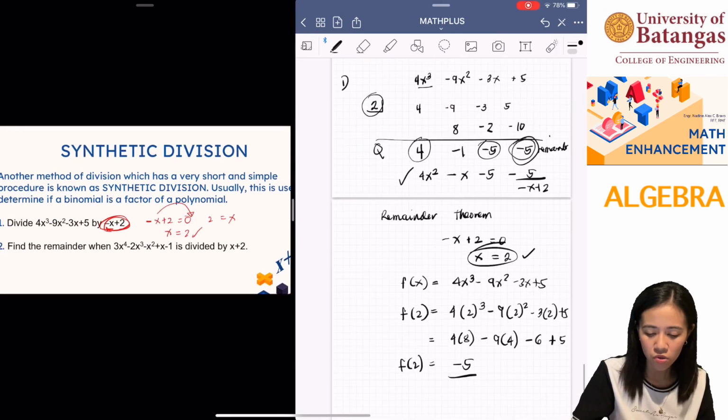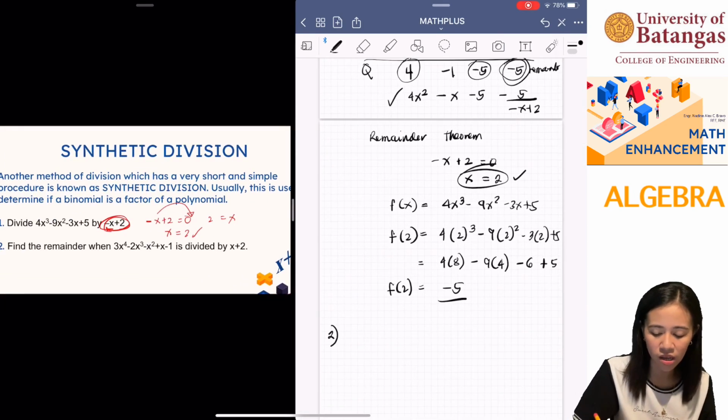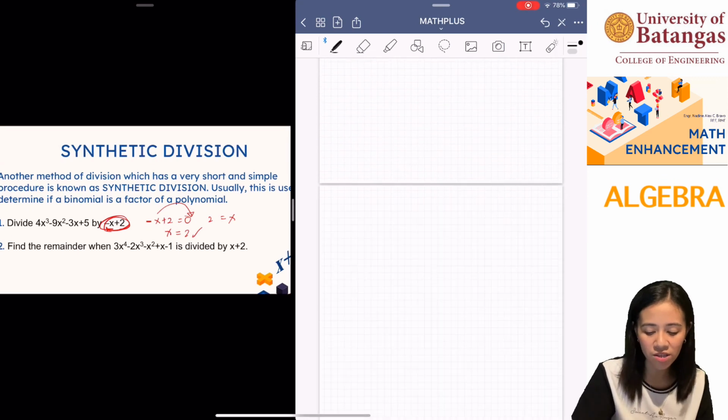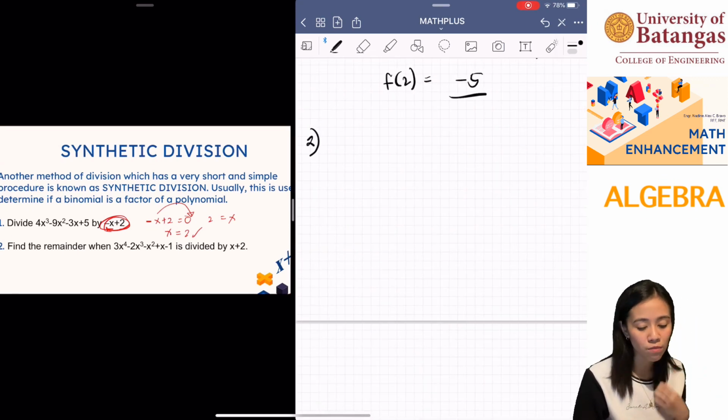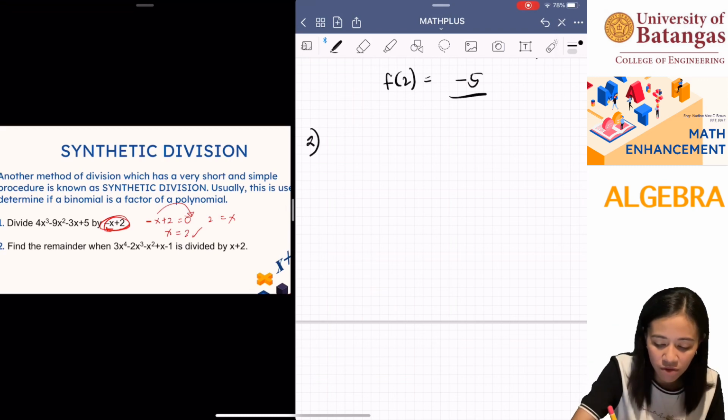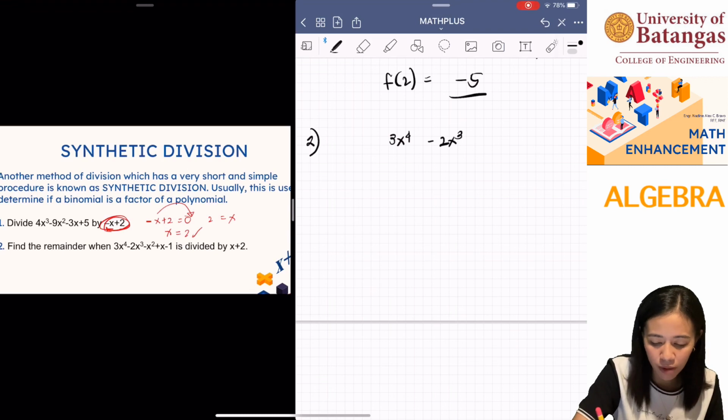So, number 2. So, let's use synthetic division and then let's justify our answer with remainder theorem. Since remainder naman yung tinatanong sa number 2. So, you have the given as 3x to the 4th minus 2x cubed minus x squared plus x minus 1.